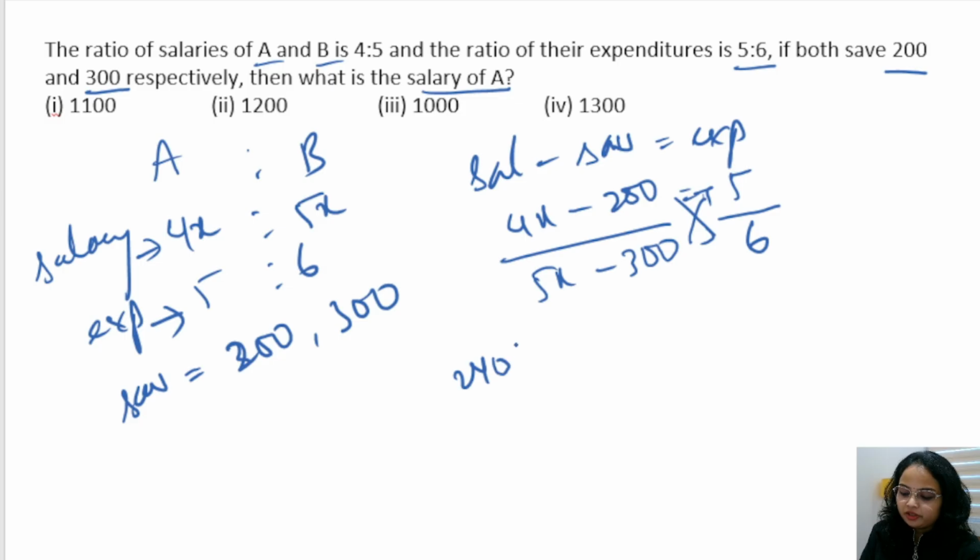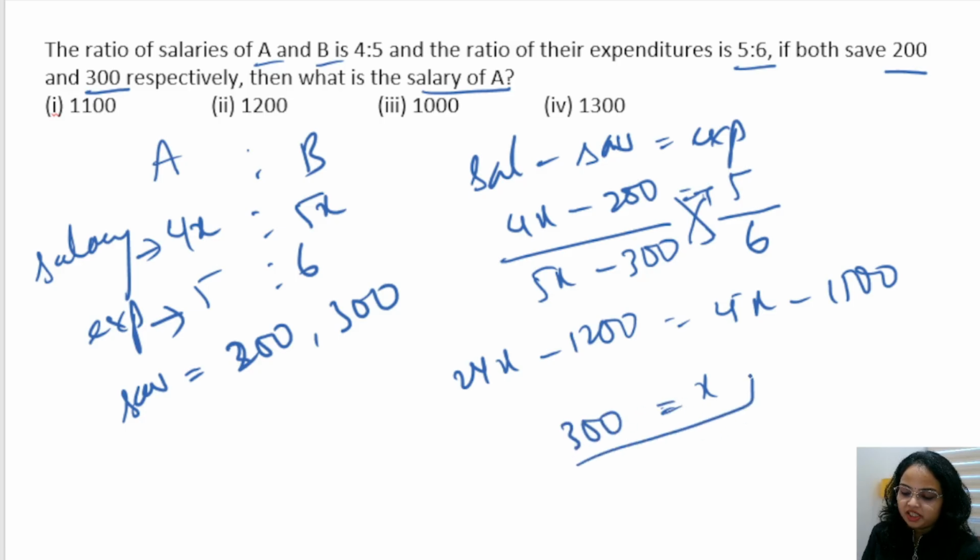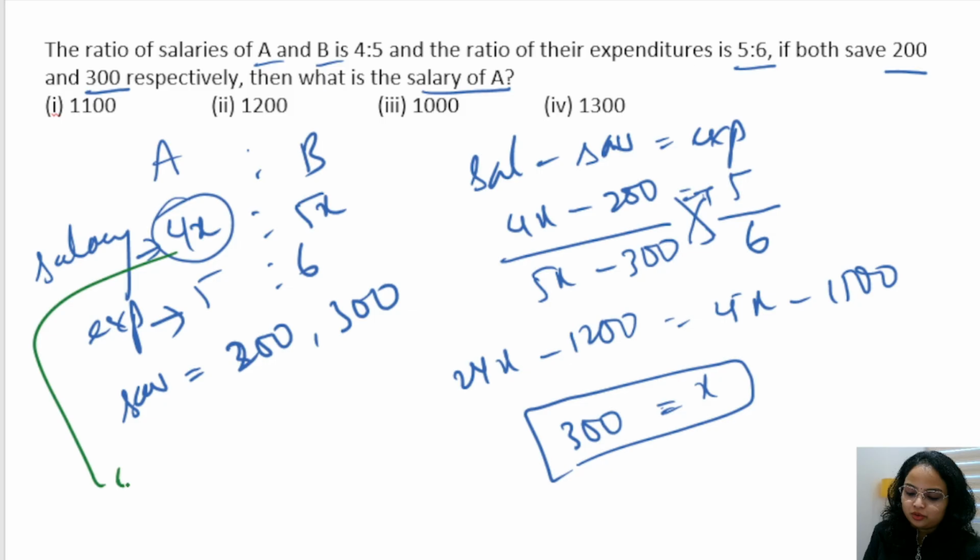It is 24x minus 1200 is equal to 25x minus 1500. So here x is equal to 300. What is the salary of A here? A is 4 into 300. It is 1200. Second option.